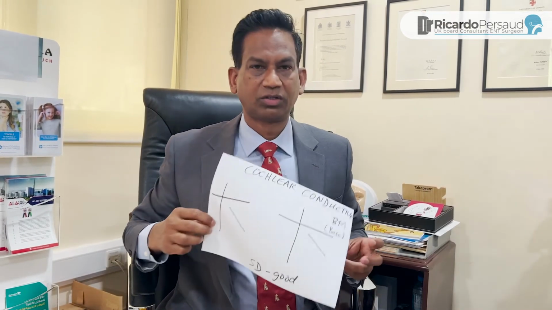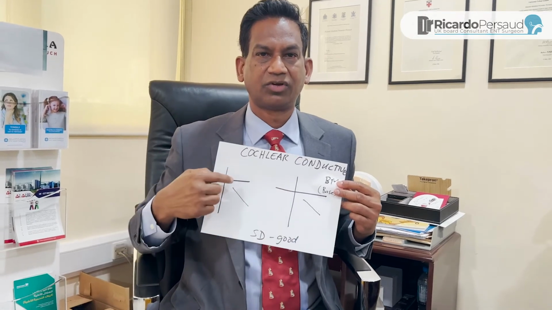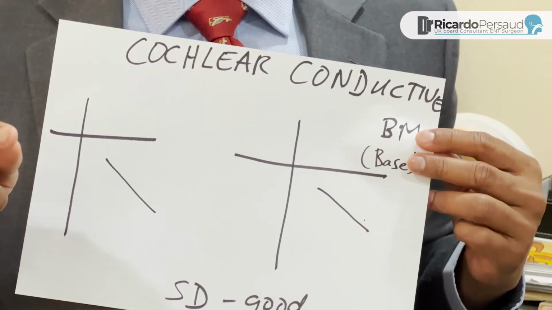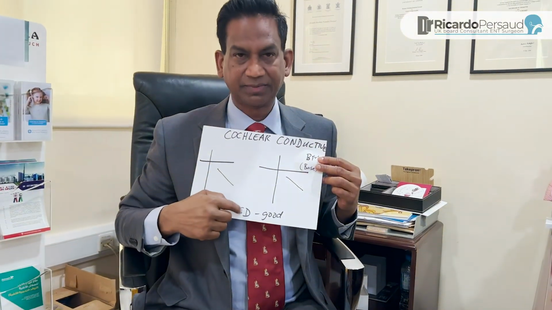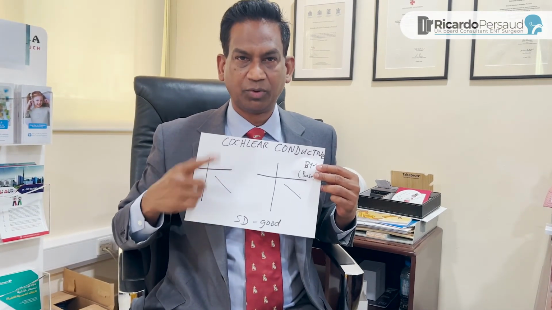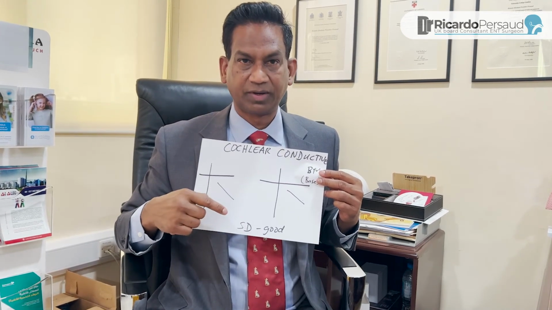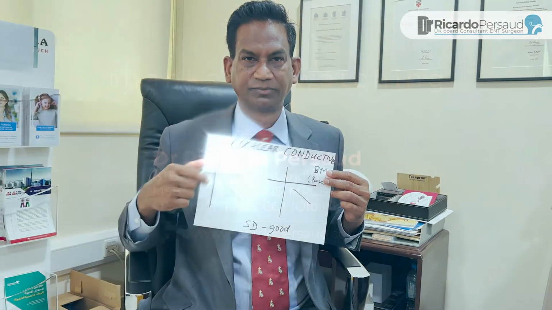If the basement membrane is stiff in the base of the cochlea, this is what the audiogram will look like. The high frequencies are affected, in contrast to the apex where the low frequencies are affected. The speech discrimination in both types of cochlear conductive presbycusis is good. Okay?